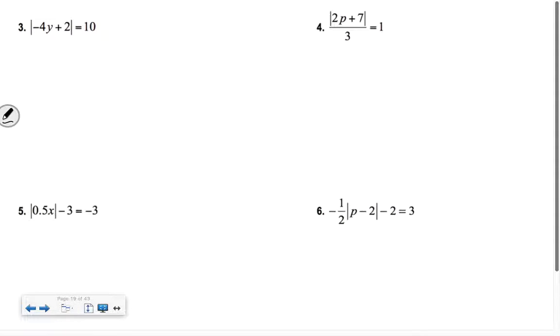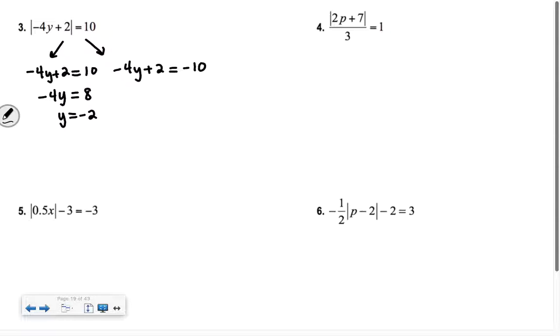Okay, so let's try some more. So again, we have our absolute value isolated on this one, so it's ready to break apart. So we break it apart into our two equations. So I'm going to have -4y plus 2 is equal to 10, and I have -4y plus 2 is equal to -10. All right, so I'm going to subtract the 2 over, so I get 8. So -4y equals 8. Divide by -4, I get y equals -2.